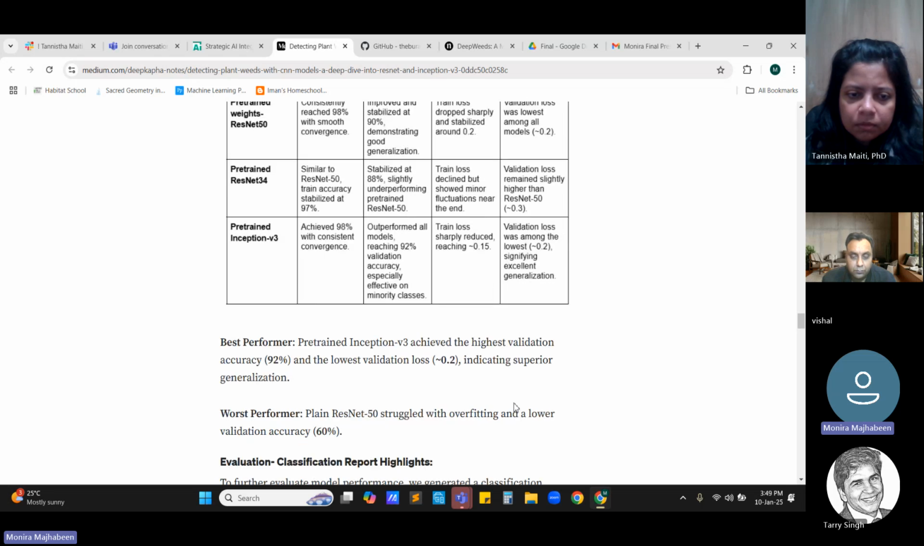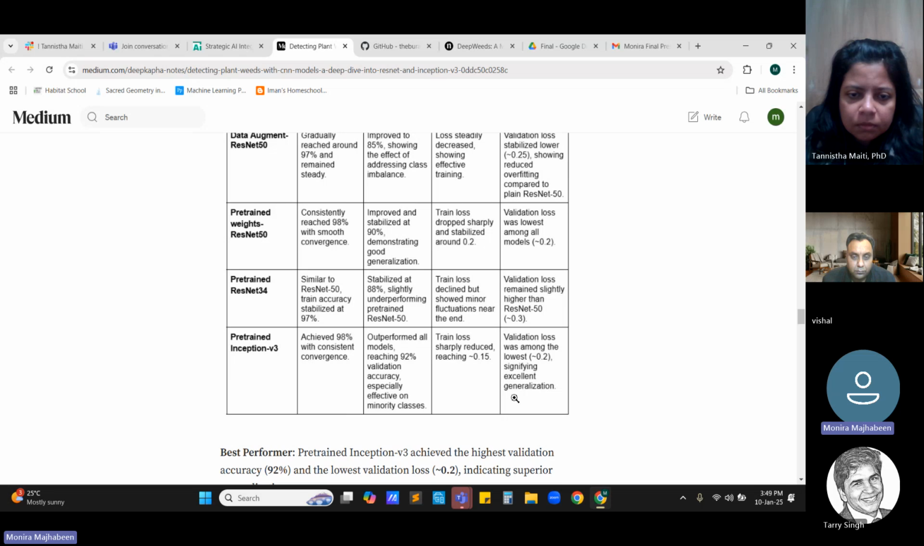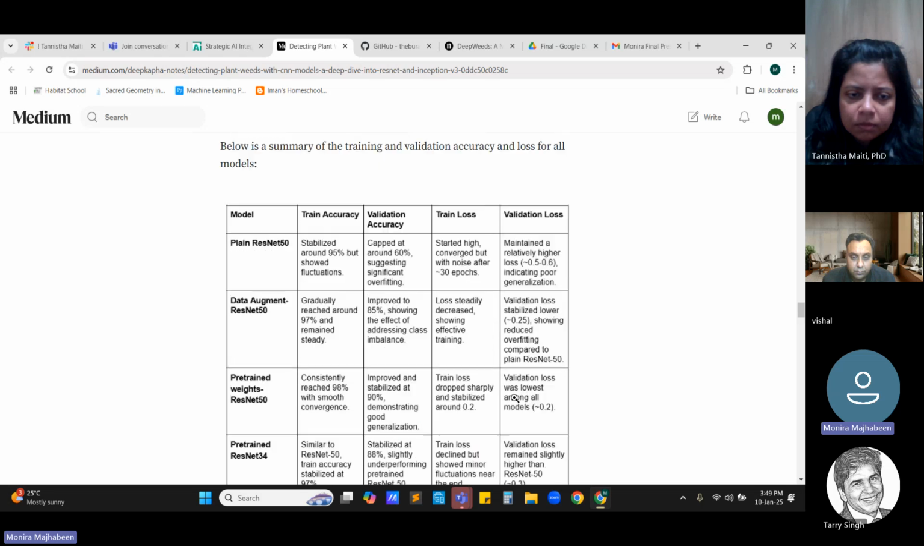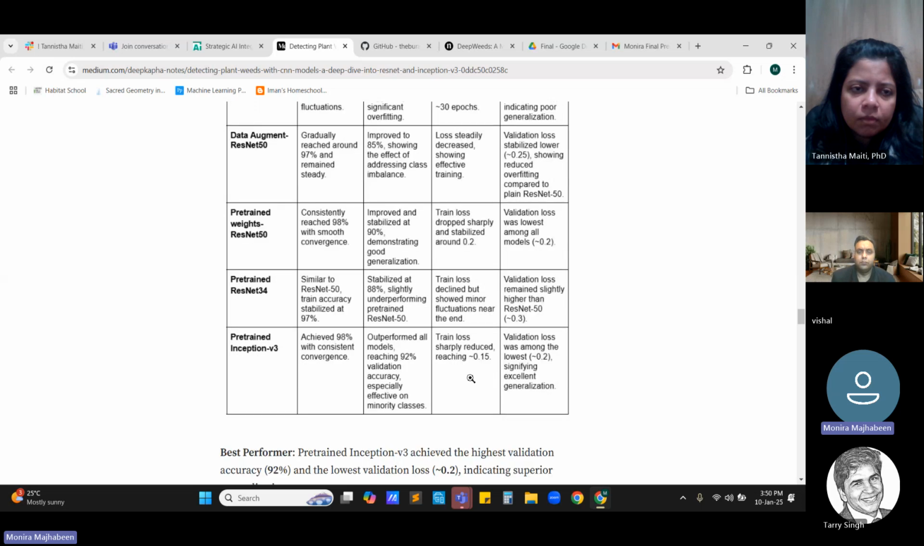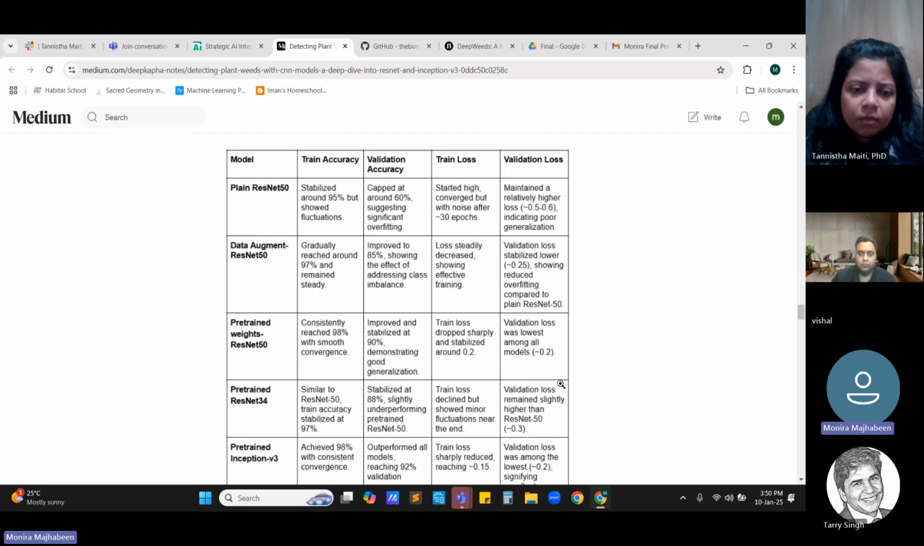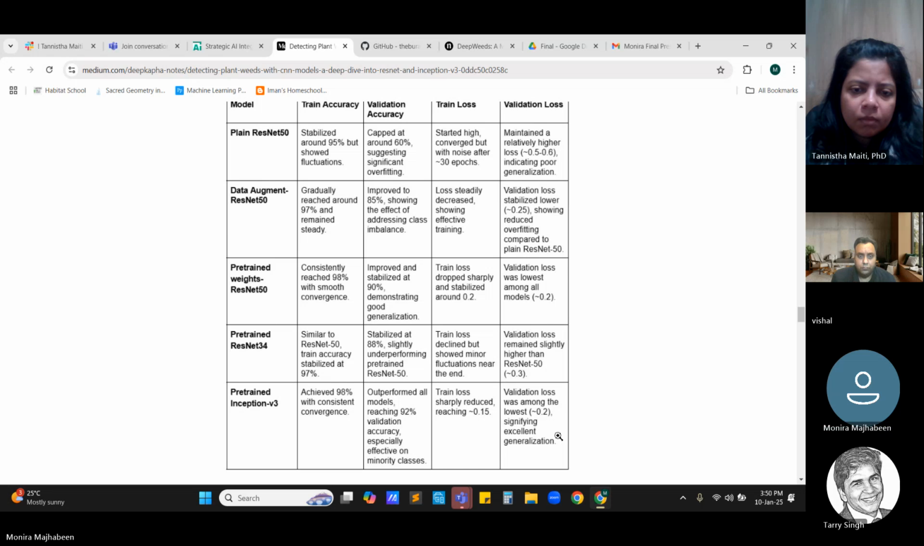that seemed to have outperformed all of them in terms of accuracy, in terms of both the train and validation accuracy, and also the losses had been much lower. I believe it was the lowest of all because the train loss is around 0.15, while the validation loss was around 0.3.